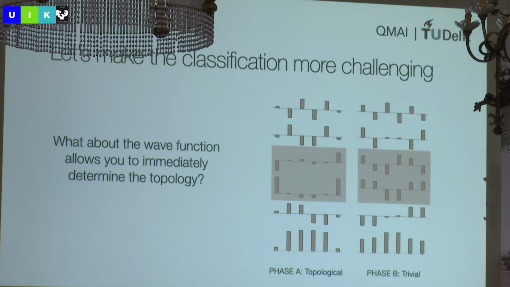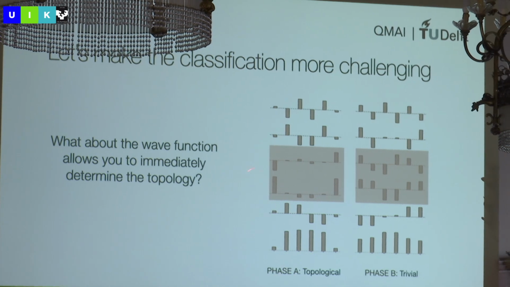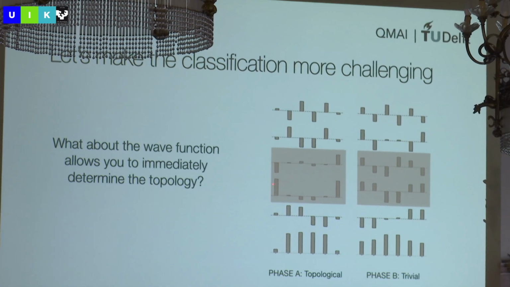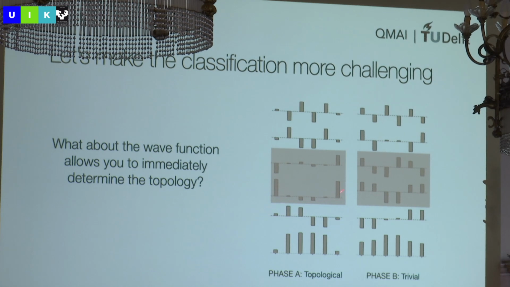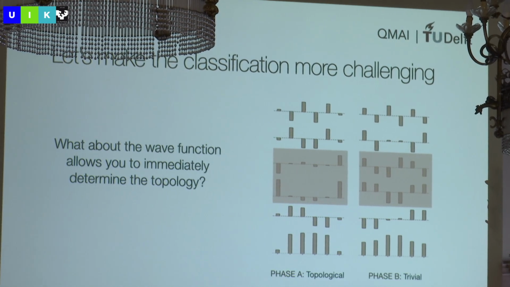But now, this was super dumb, right? Because I ask you which is topological and which is trivial, and you tell me immediately, because I just spent an hour explaining to you what the difference is. If you know this, it's of course very simple. Presumably the thing you looked at when I asked you to classify those two was just this: is there something at the edge or isn't there? If there is, it's the topological one, and vice versa.